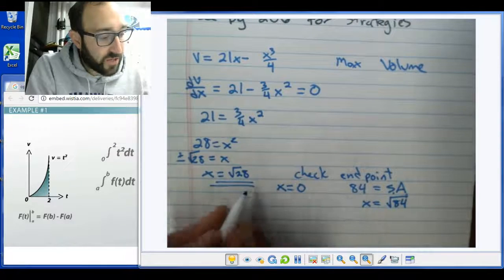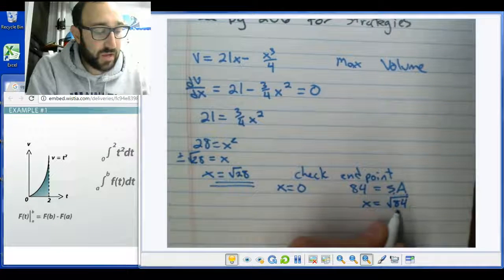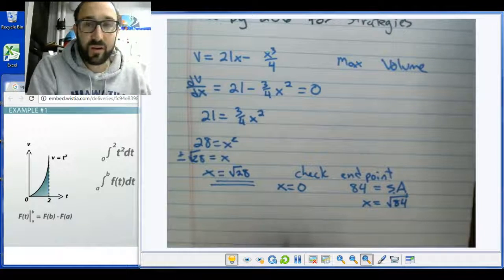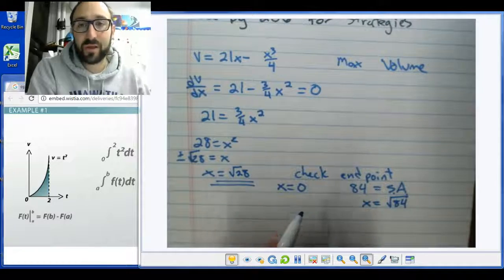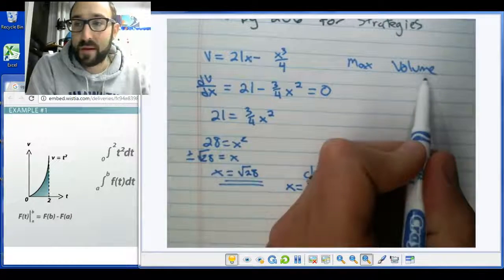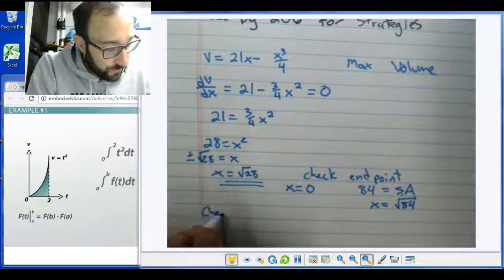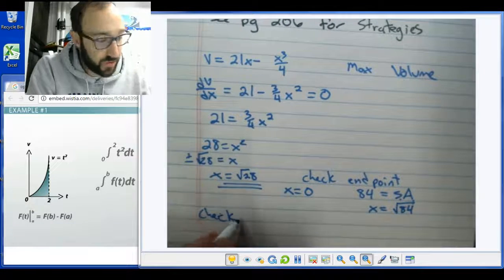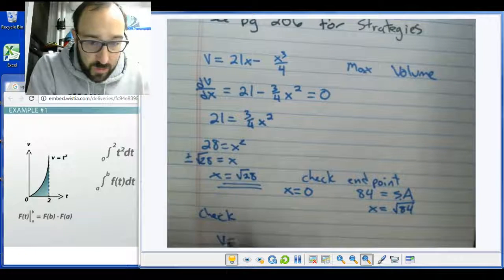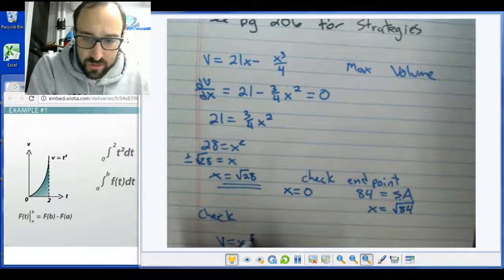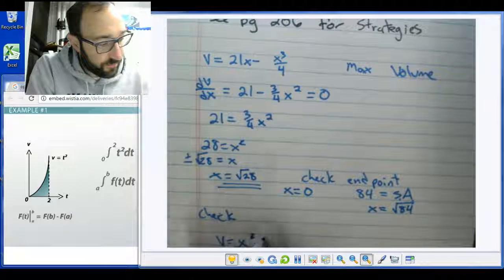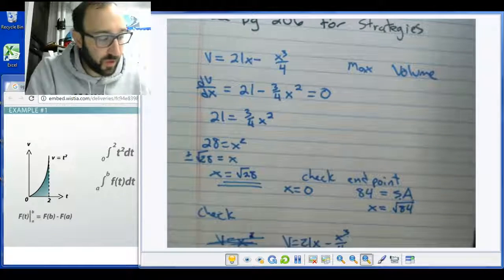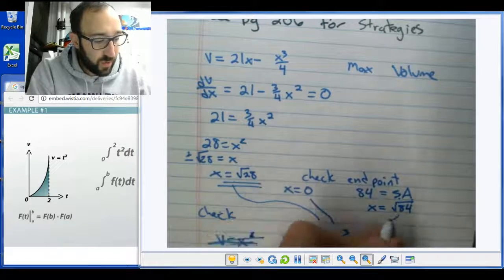Okay, so I want to check x is 0, x is the square root of 28, and x is the square root of 84 in the original function. That way I can figure out what x and y are going to be, because one of these things is going to be the right base. What's my volume? Because I want to find the max volume. So I can check the equation for volume. Actually, we can do this a little bit easier: v equals 21x minus x cubed over 4. So I just have to plug these values in for x.